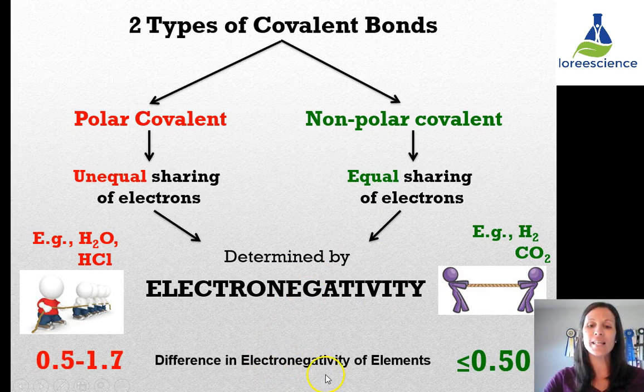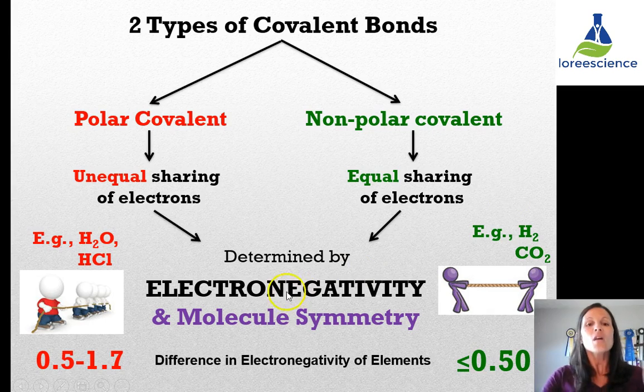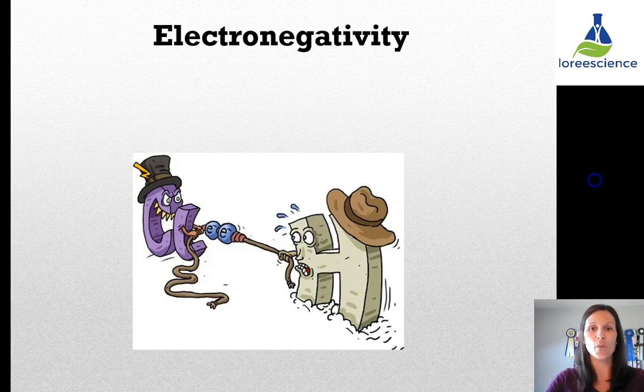Electronegativity is the difference in electric pull of those different atoms. Now, if the difference is between 0.5 and 1.7, we consider it a polar covalent bond. If it is less than 0.5, or sometimes we say equal to, it is non-polar. Notice that 0.5 is kind of that gray area, whether it's polar or non-polar. Not only is it electronegativity, but also molecule symmetry that will lead to whether it is polar or non-polar.